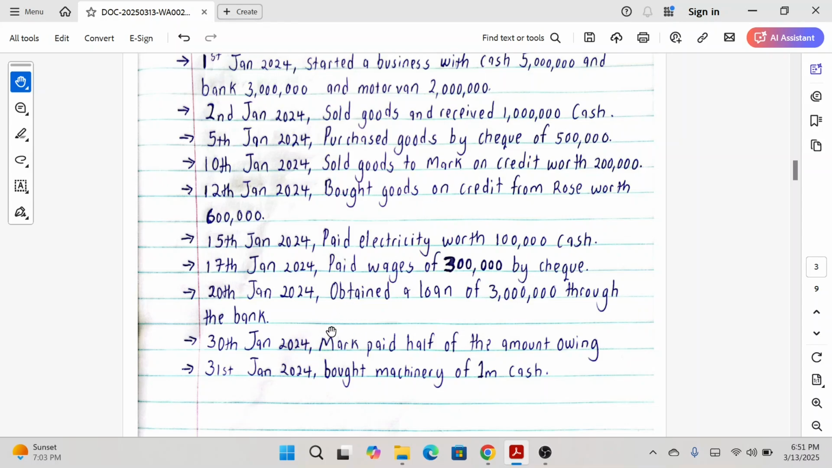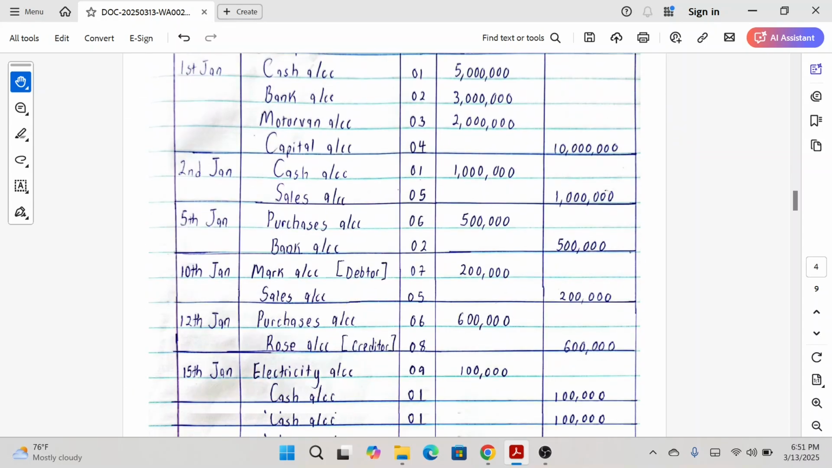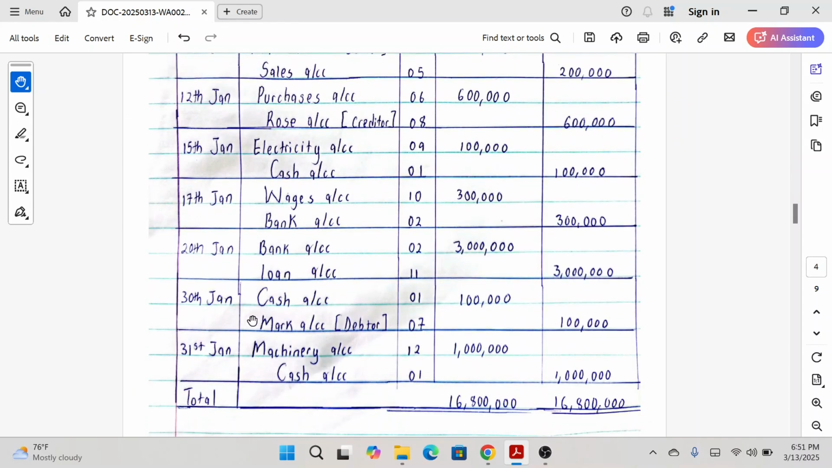Now, Mark, remember, is our debtor and is paying half of the money owing. So half of the 200,000 is 100,000. So he paid 100,000 and now you will be demanding only 100,000. So when he pays half, meaning that you're going to reduce the debtor. Since debtors are assets and reduced by crediting, you're going to credit Mark.